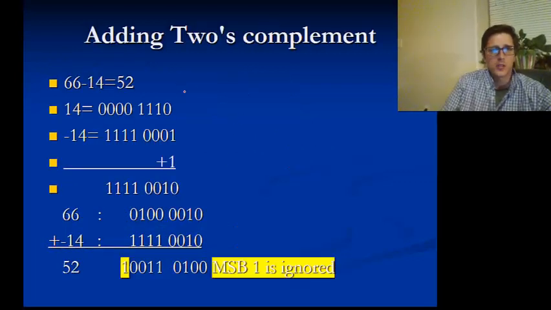Okay, so let's look at another one. This one is 66 minus 14. We know that's 52. So we know that this is 52 if we subtract it. But let's actually work it out.